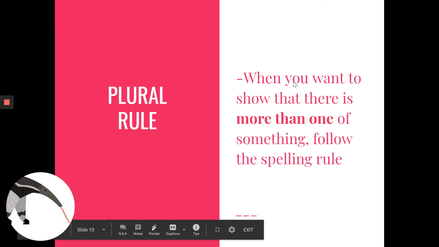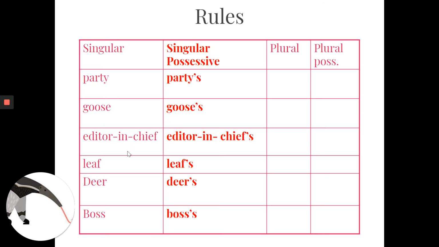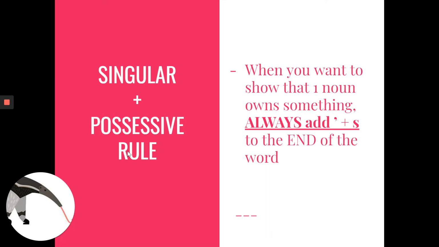Apostrophe S. Plural rule. Now, when you want to show that there is more than one of something, you have to follow the spelling rule. Quick review. Singular nouns, you just add apostrophe S to show that they own something.